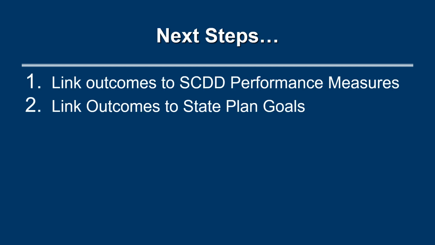Great! Now you've identified the outputs and outcomes for your project, as well as how to measure them. You can use the information in your worksheet to write this section of your grant proposal. In the next section, we're going to talk about how to link your outcomes to the SCDD performance measures and the state plan goals.